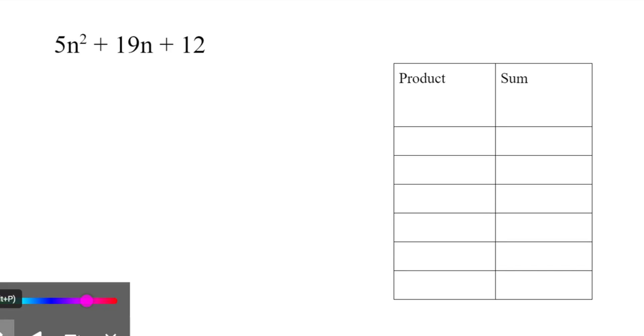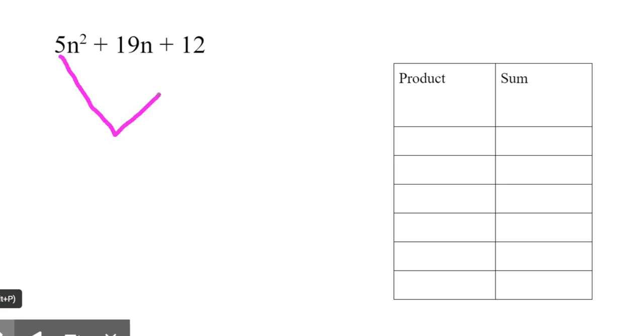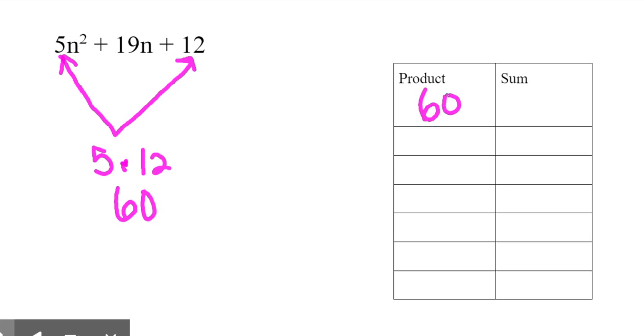So first, we're going to look for a product. To find the product, we take the first number and the last number and multiply them. So we have 5 times 12, and 5 times 12 is 60. So our product is 60. Then I'm going to look for the sum. The sum is the number in the middle, and that number is 19. So I am looking for a product of 60 and a sum of 19.